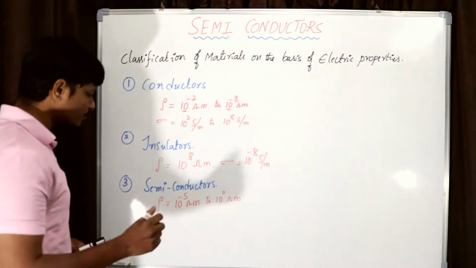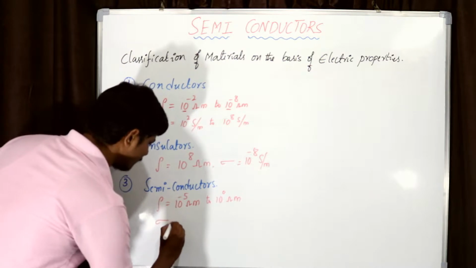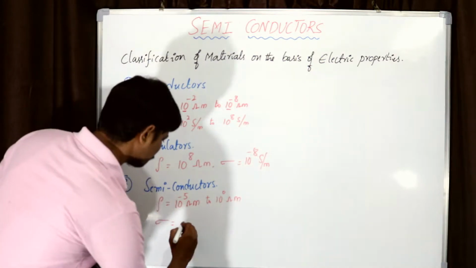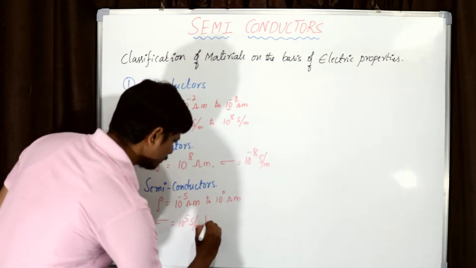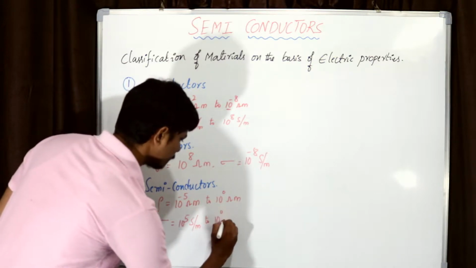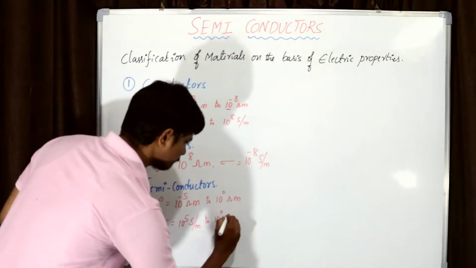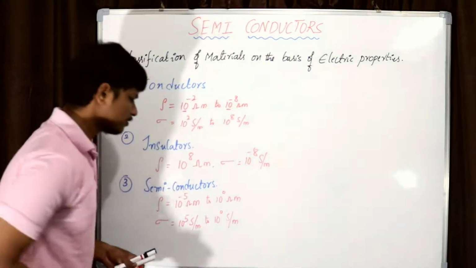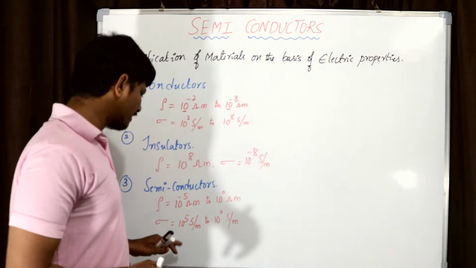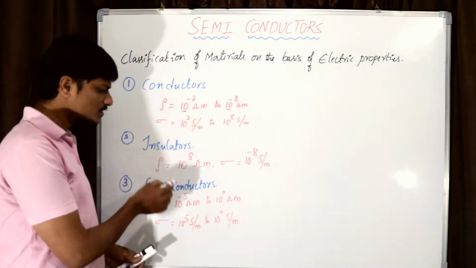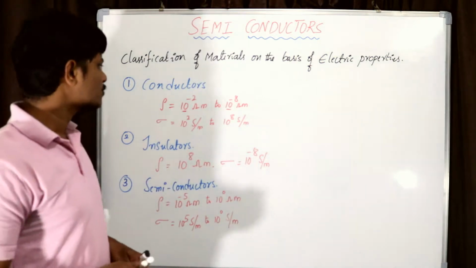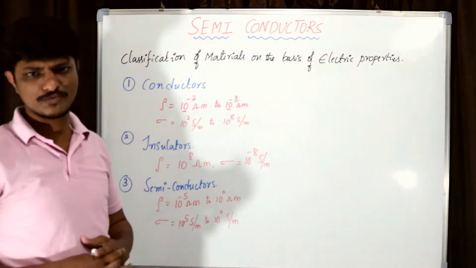When it comes to conductivity offered by the semiconductors, 10 power 5 Siemens per meter to 10 power 0 Siemens per meter. So the conductivity offered by the semiconductors also is not that good as conductors and not bad as insulators. Remember these points. So this is how materials are classified.